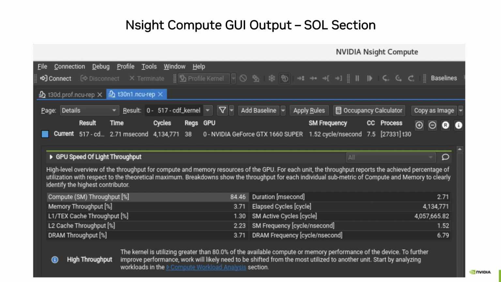Moving to the column of measurements on the right in the top area of this report section, the duration is the measurement of time elapsed that the kernel consumed measured in milliseconds. The elapsed cycles line is a similar measurement expressing the kernel duration in terms of elapsed GPU core clock cycles rather than milliseconds. These two numbers are related to each other by the SM frequency indication, such that the elapsed time in nanoseconds multiplied by the SM frequency in cycles per nanosecond should be approximately equal to the elapsed cycles.